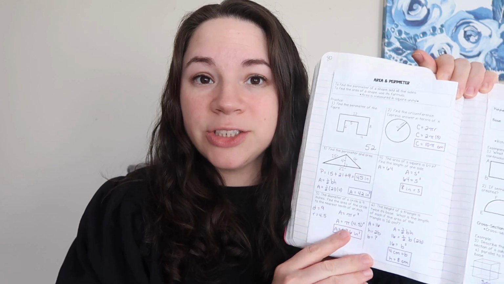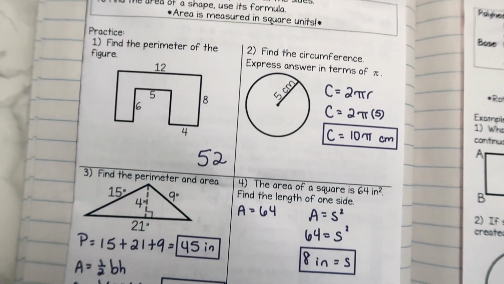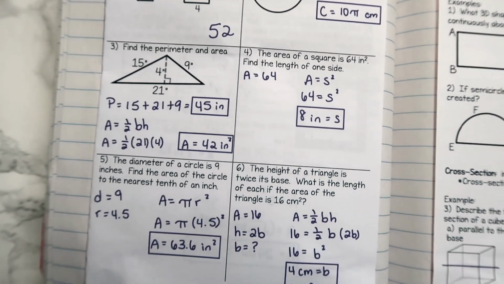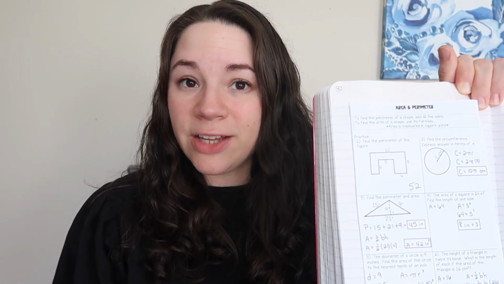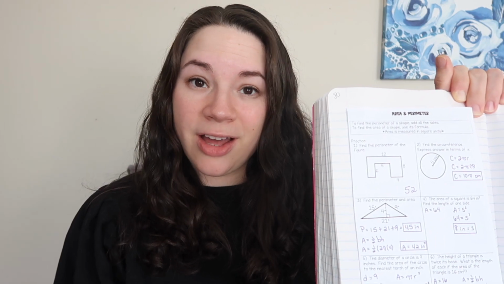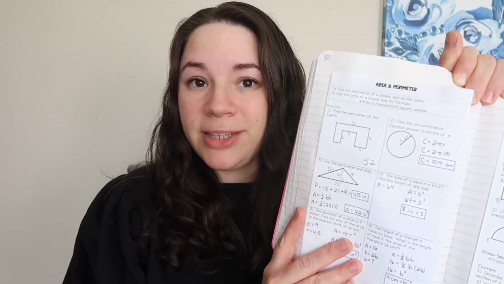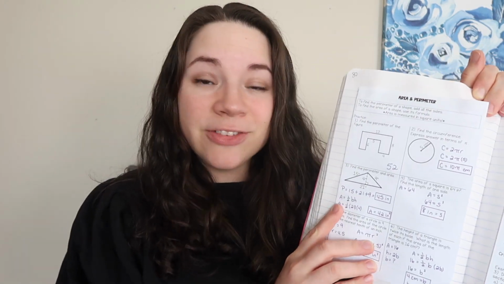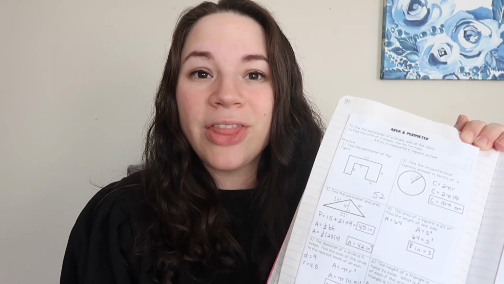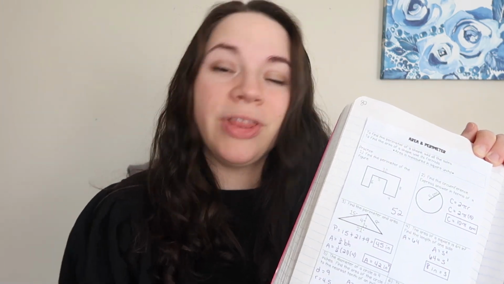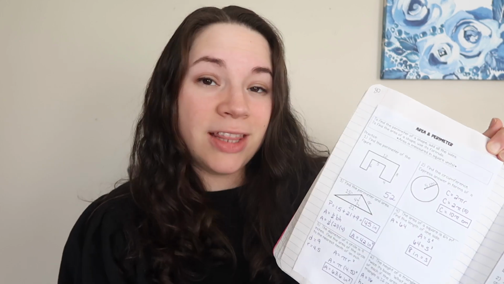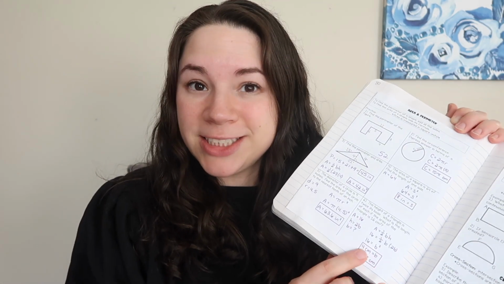So on the first day, we go through the formulas and then we start with area and perimeter. These are just really basic questions. We have find the perimeter of an irregular figure that's based on a rectangle shape. We have find the circumference of a circle, perimeter and area of a triangle. So we get to talk about the difference between the sides of the triangle and the height of the triangle. Then we have an area of a square problem where they actually give the area and students have to find the length of a side. We have find the area of a circle given the diameter. Then the last question on this page is an algebraic area of a triangle question.